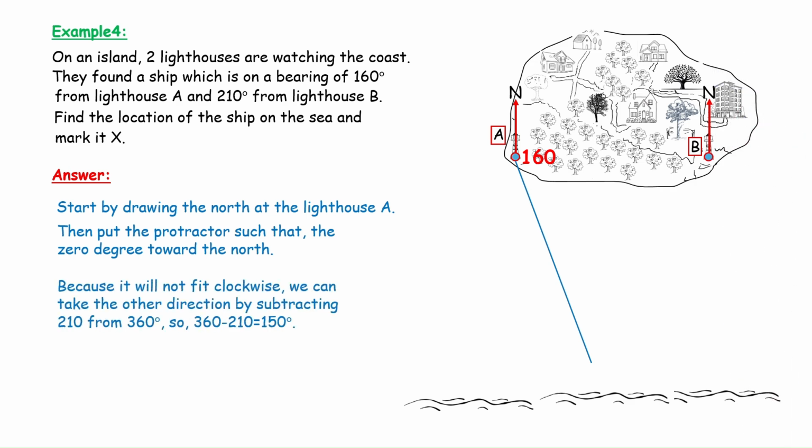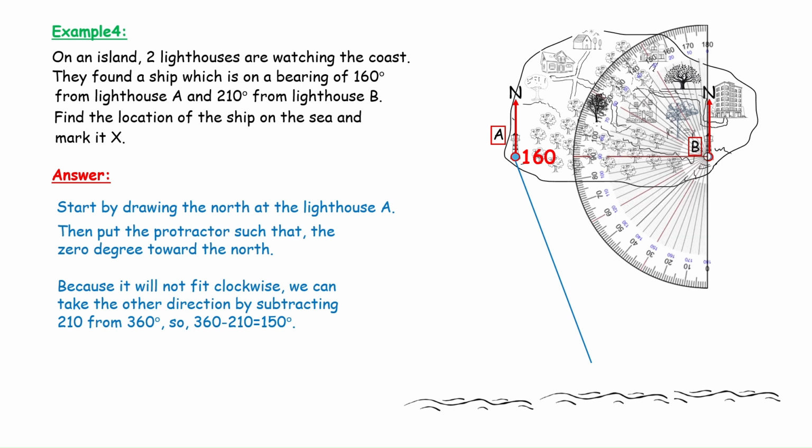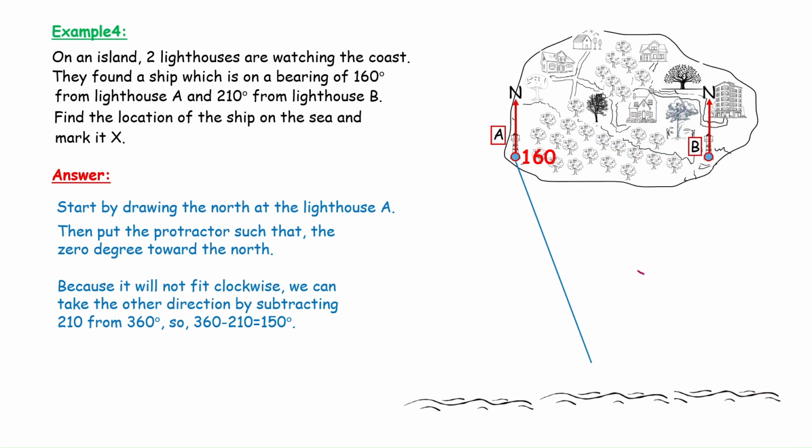Bring the protractor and measure an angle of 210 degrees. But as you know, the protractor fits only 180 degrees, so we will use the anti-clockwise direction and subtract the 210 degrees from 360, which will lead us to an angle of 150 anti-clockwise, which is the same as 210 degrees clockwise. Mark the 150 degrees. Draw a line and extend it.